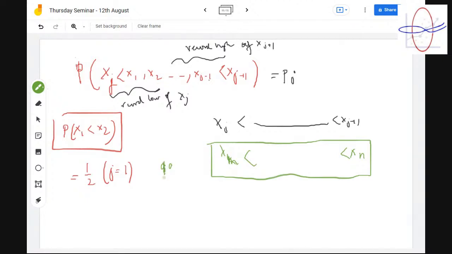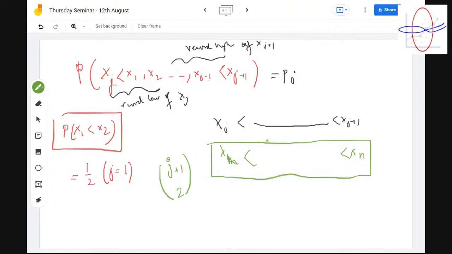That can be chosen in how many ways? How many numbers are there? j plus 1 numbers are there. So j plus 1 choose 2 ways, right? The minimum and the maximum can be chosen in j plus 1 choose 2 ways, because there are j plus 1 numbers for pj.